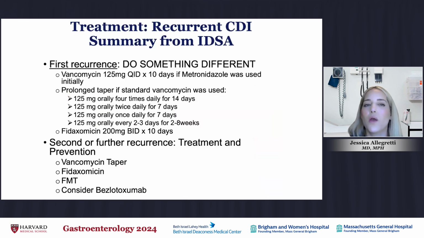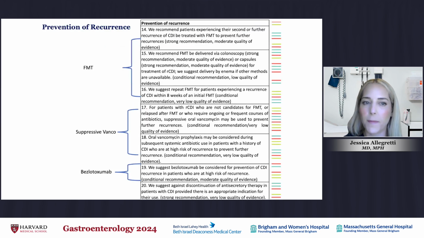So how do we actually treat recurrent C. diff? Well, I would say the big teaching point here really is do something different. If you treated with vancomycin initially, use fidaxomicin or a vancomycin taper. By the time you're on your second or further recurrence, you need a treatment plan, which is always antibiotics, and a prevention strategy. And that could be bezlotoxumab, FMT. There are several, and we'll review them.